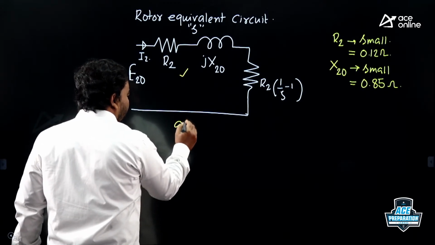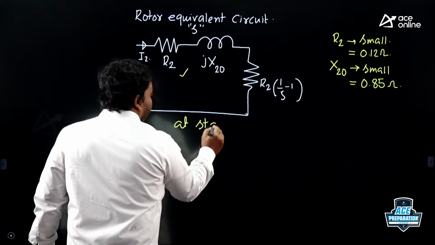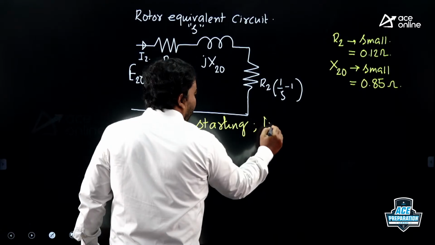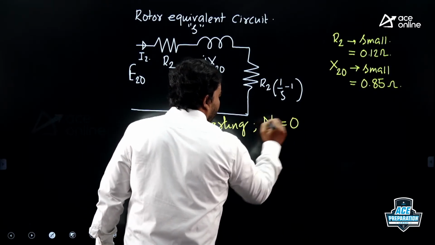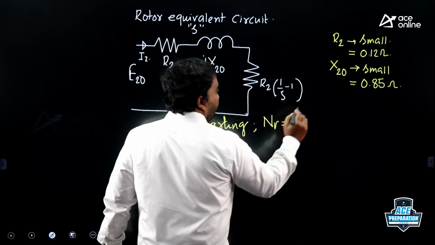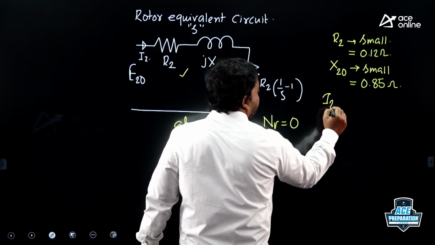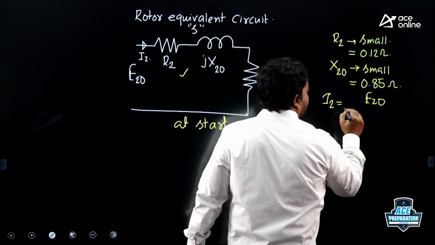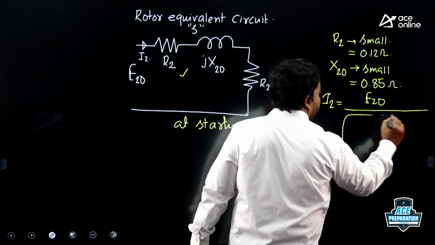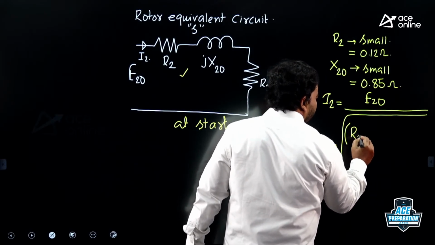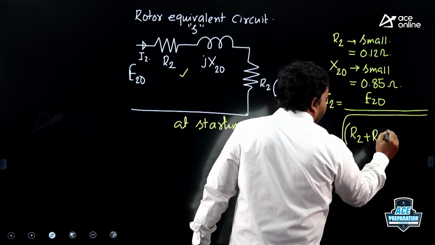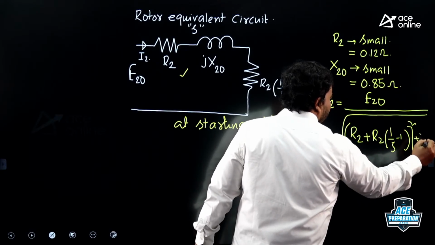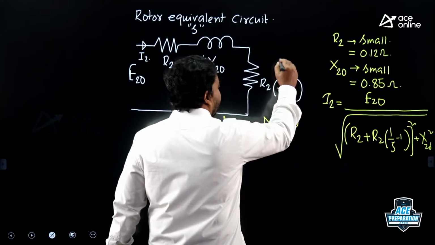Now if I am talking at starting, what is the value of NR? At starting, the value of NR will be 0. Before that, what will be the equation for the rotor current here? The equation for the rotor current is E2 naught by square root of R2 plus R2 into (1 by S minus 1) whole square plus X2 naught whole square. This is for this circuit.